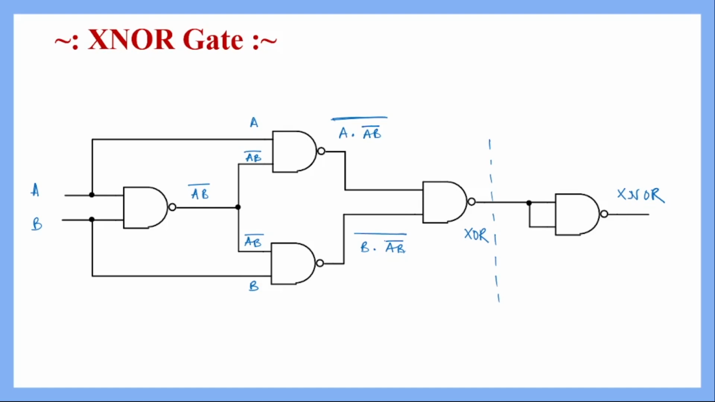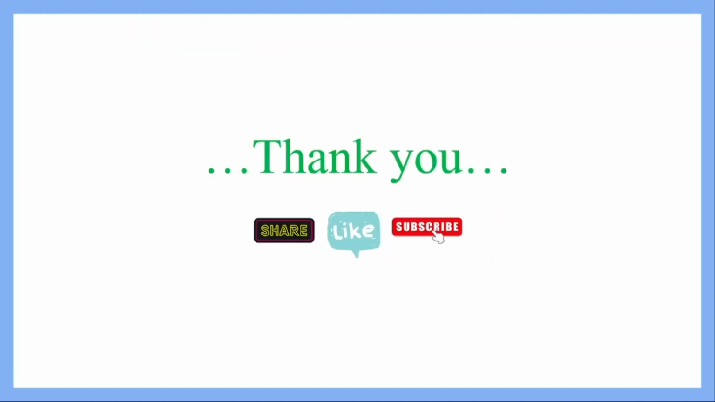So this class was all about the implementation of all other logic gates by using a universal gate like the NAND gate. In our next class, we will be learning the implementation of all other gates by using another universal gate, which is the NOR gate. So this is the end of today's class.